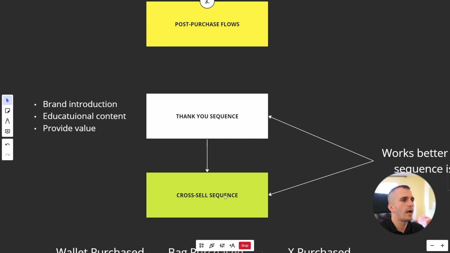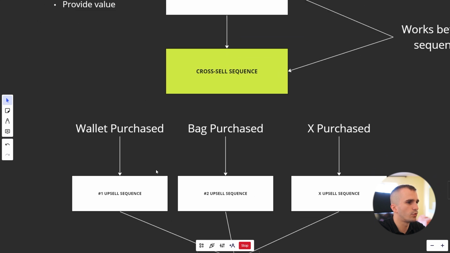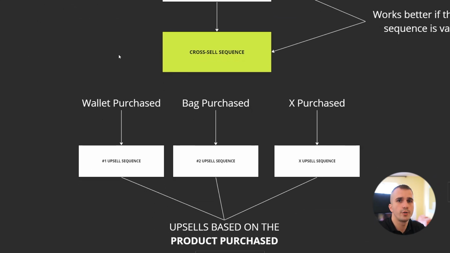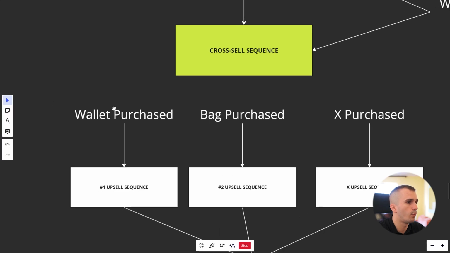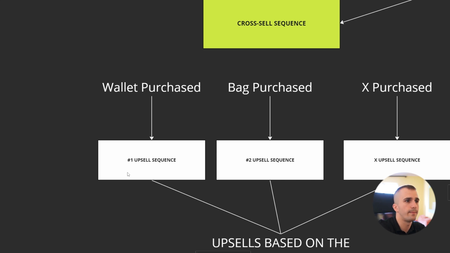Then after you nail down your thank you sequence, that's when you can do some cross-sell flows and all that stuff. So what I would advise you to do is, based on which product your customers have bought, create a separate sequence just for that product. Those would usually be your hero products. So if your hero product, your main product, is, for example, the wallet, you can build a flow that will target these people and offer them maybe a bag or sunglasses or whatever, something that they might be interested in.